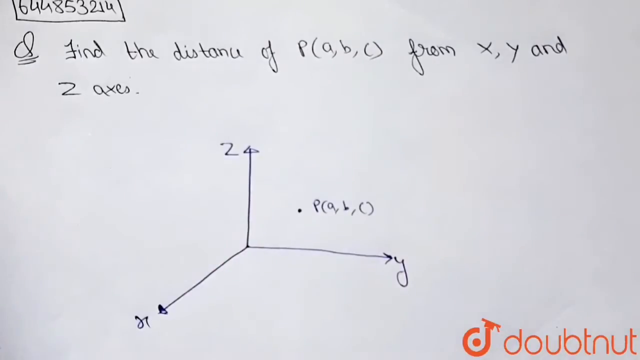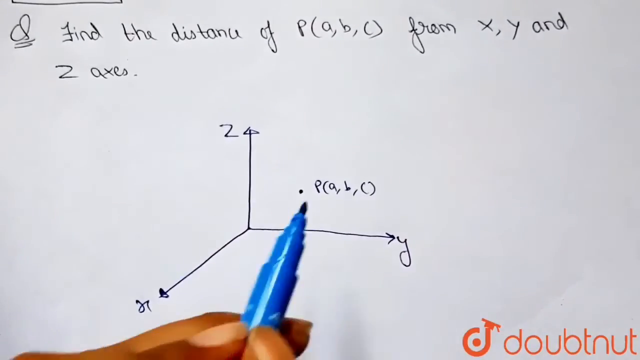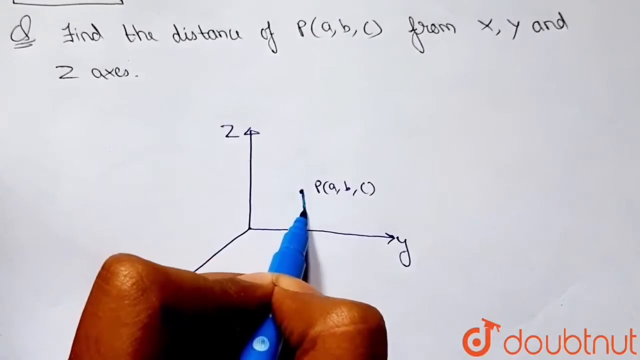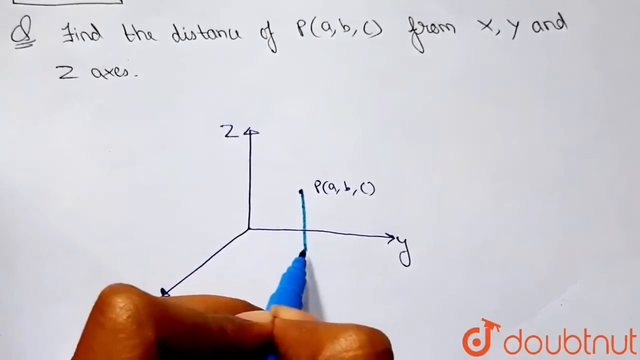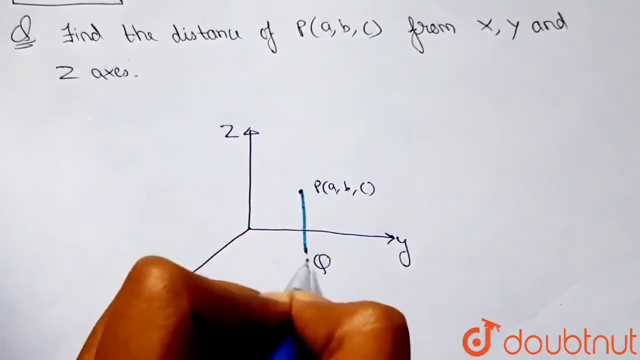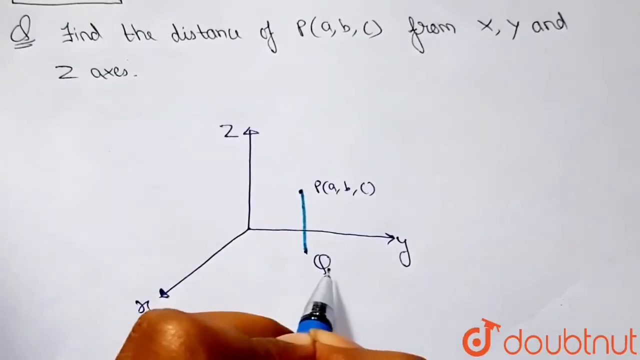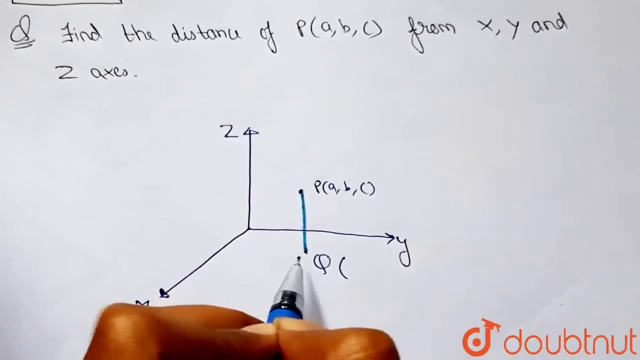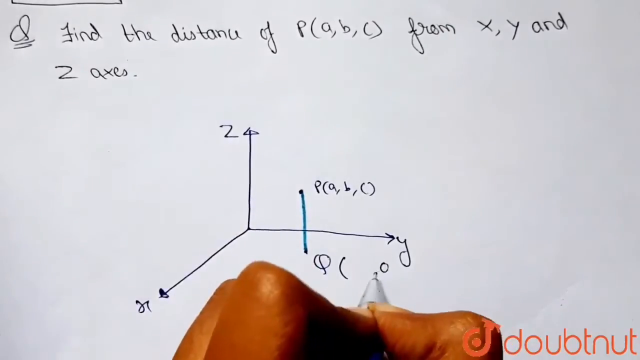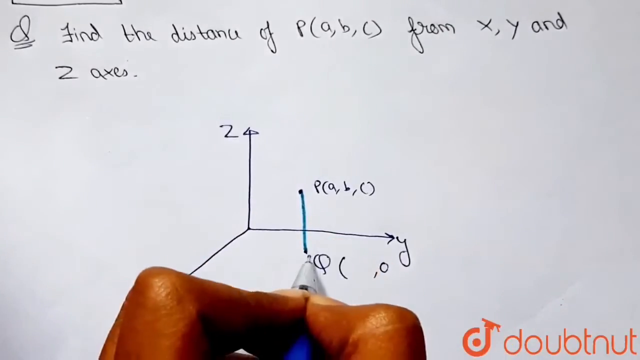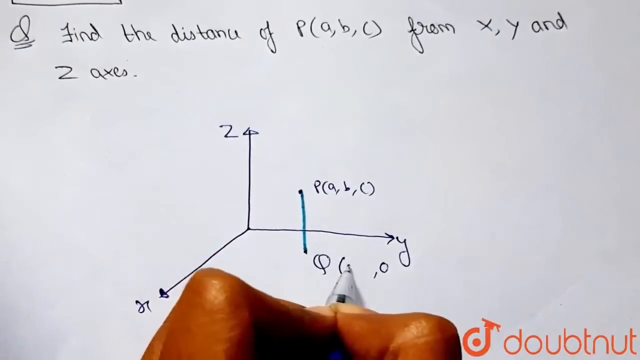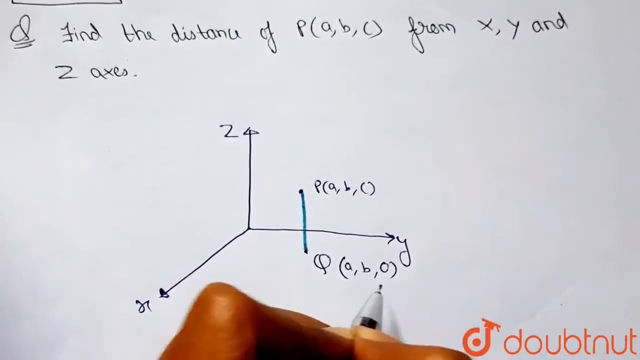Then if I draw a perpendicular from this point to the xy plane, let's say this point is some Q. This point was P, this point is some Q. Then the coordinate of this point Q will be, since it is on xy plane, the coordinate Z will be 0, right? And the rest of the coordinates will be same as that of P, because this point lies just below the point P. So the coordinate of Q will be A, B, 0.